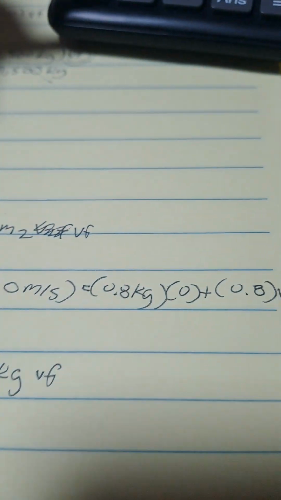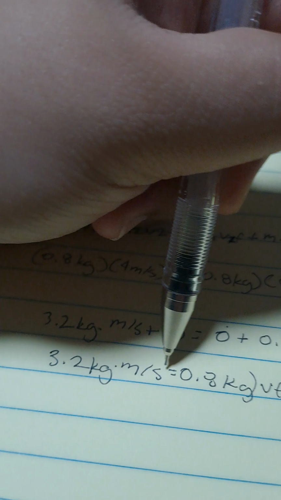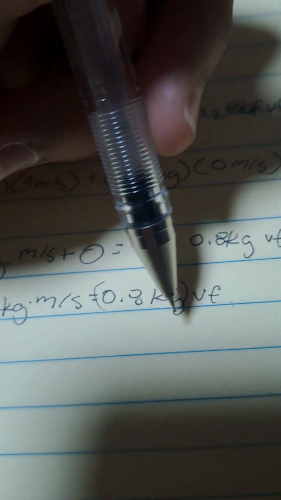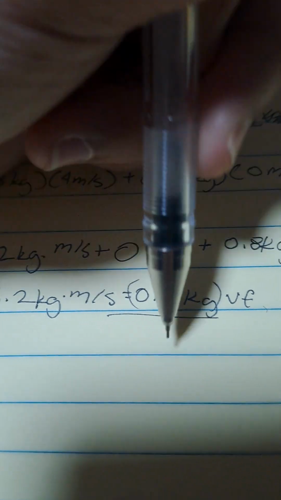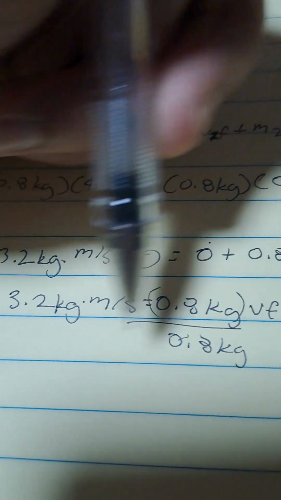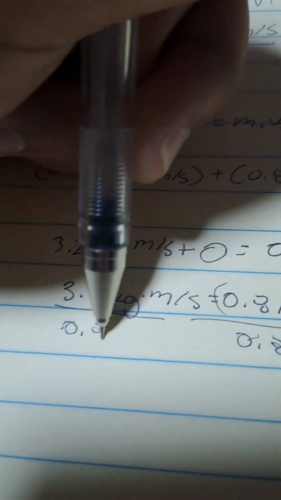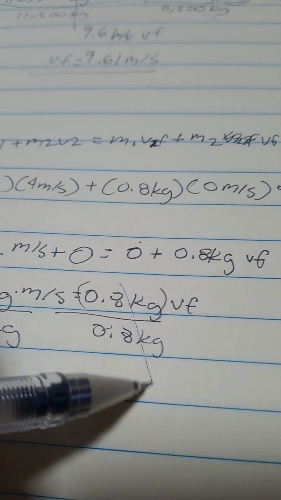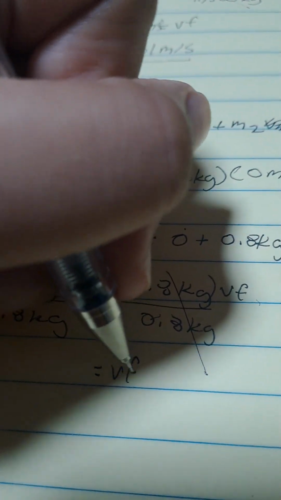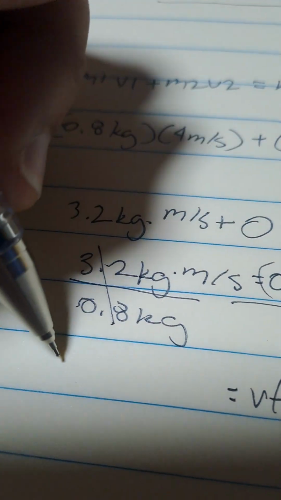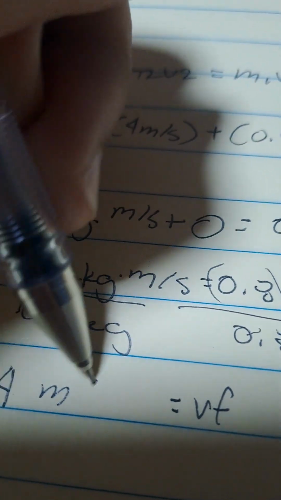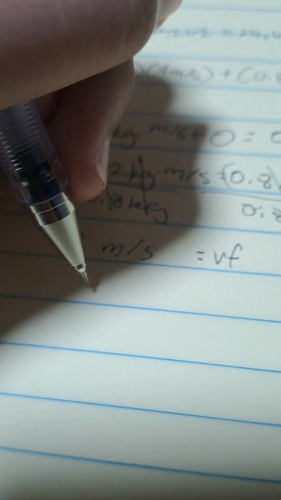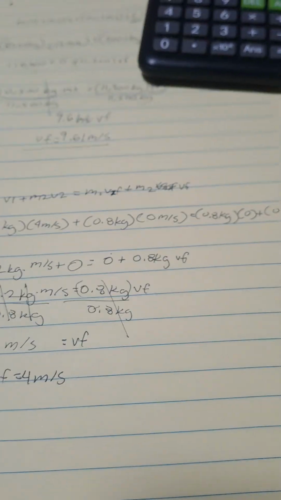Again, we need to leave VF alone. So again, we're just dividing it by 0.8 kilograms. 0.8 here and 0.8 here. So I think the answer is actually pretty obvious. We're just going to cross this out, and VF, cross this out, and that's 4 meter per second, because you're also crossing out the kilogram, which is why you're left with 4 meter per second. That's basically it. The only difference is their formula and their meaning.